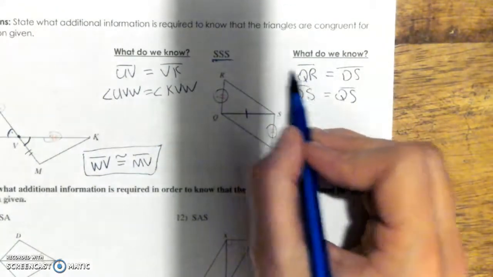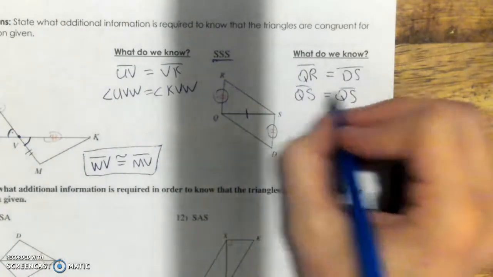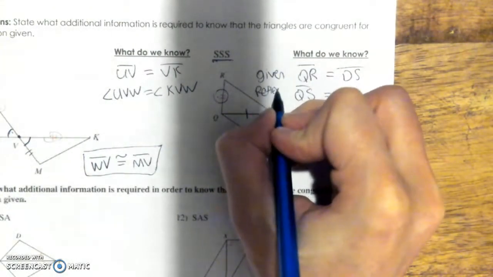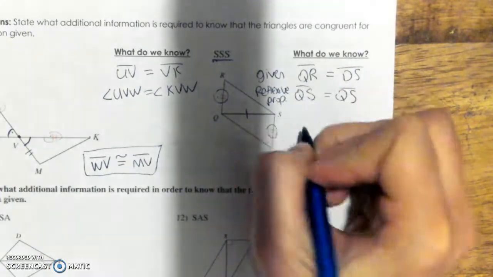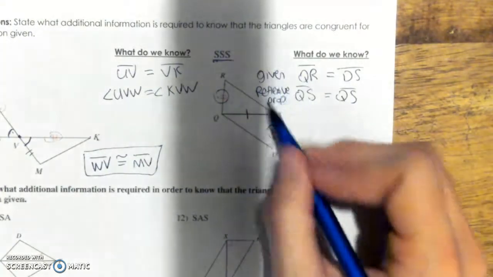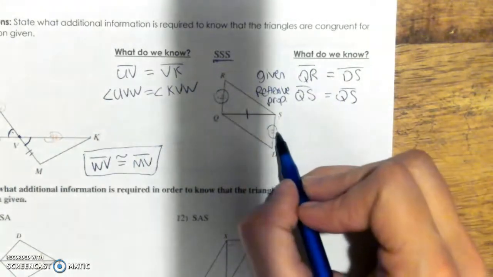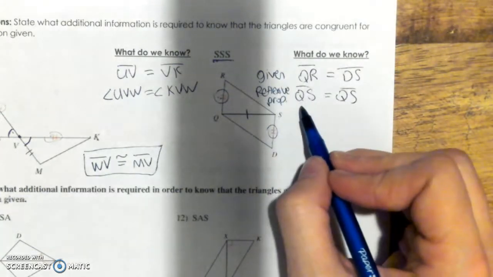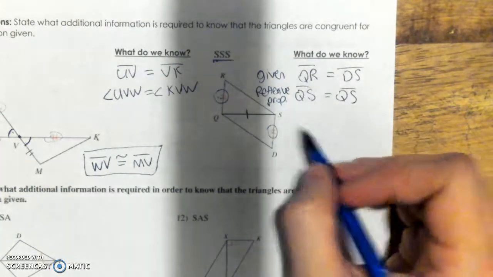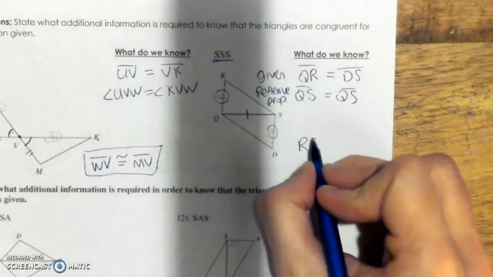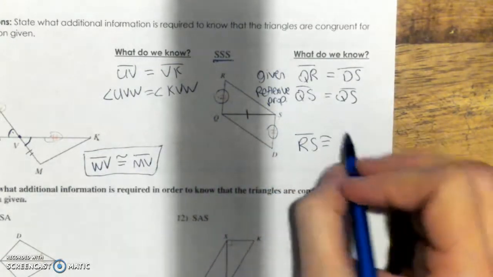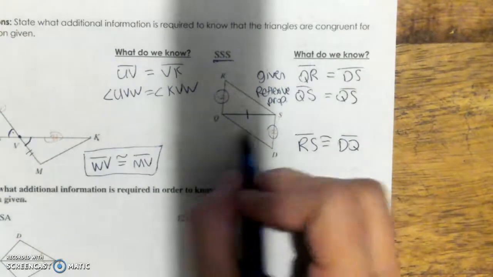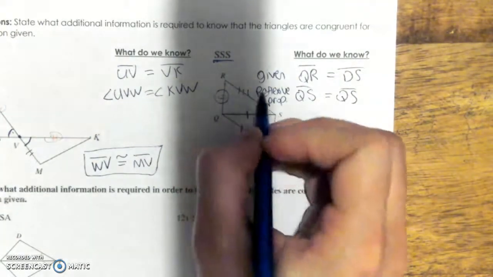So if I were to actually write out reasons why I know these things over here, I would say that this is given, and I would say this is reflexive property. This will come in handy later with proofs where we're going to actually write out statements and then write out why we know. So this was given with our congruence notation, and this is reflexive property. All right. So what I'm missing is side RS is congruent to side DQ. I need side, side, side, which is all the sides, right? So I'm missing this side is congruent to this side.